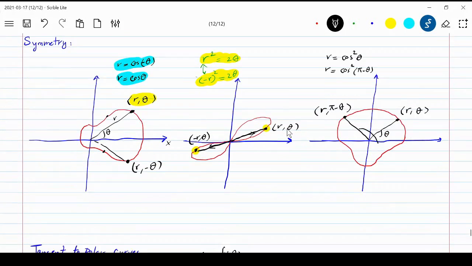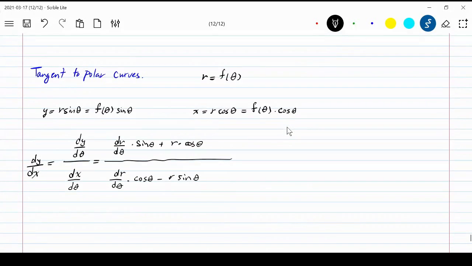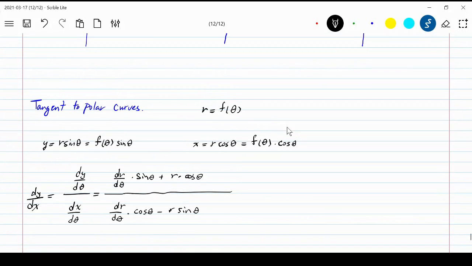Okay, so this is about the symmetry. Finally, we can talk about the tangent. All this was just preparation so we can talk about the tangent for polar curves, because we want to introduce the derivatives for polar coordinates. So this is an important topic. Tangent to a polar curve is very easy because we have already talked about the intermediate variable, or parametric equations.